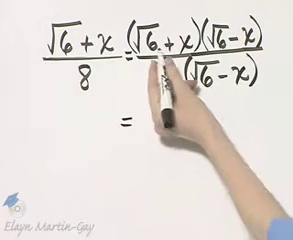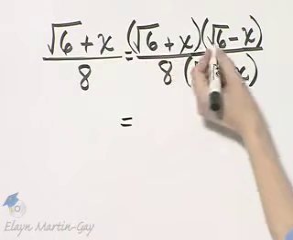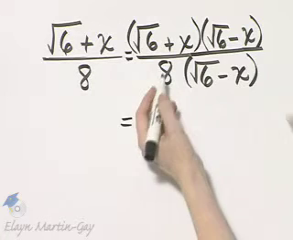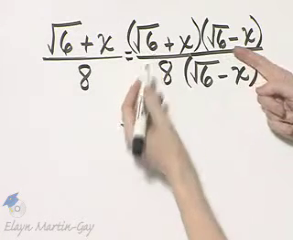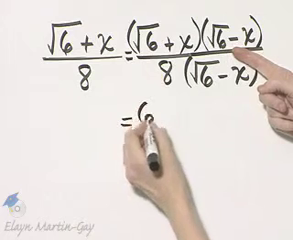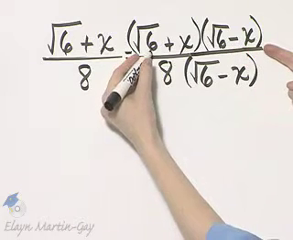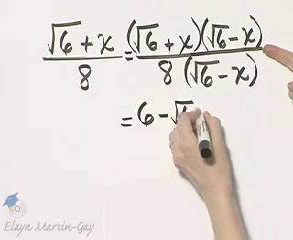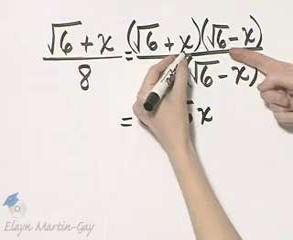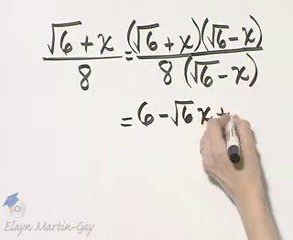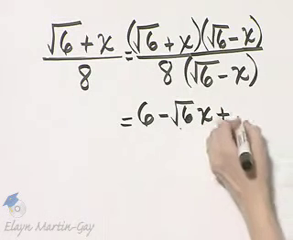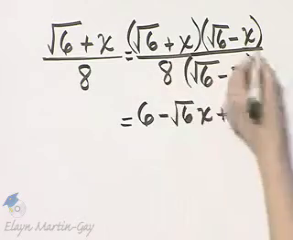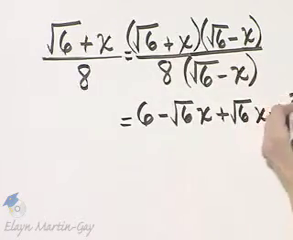In the numerator, think of this as a binomial times a binomial, so you can multiply using the FOIL order. Square root of 6 times square root of 6 is 6. The product of the outside terms, that's minus square root of 6x. Product of the inside terms plus either x square root of 6 or square root of 6x, either way. And then last times last, that's minus x squared.